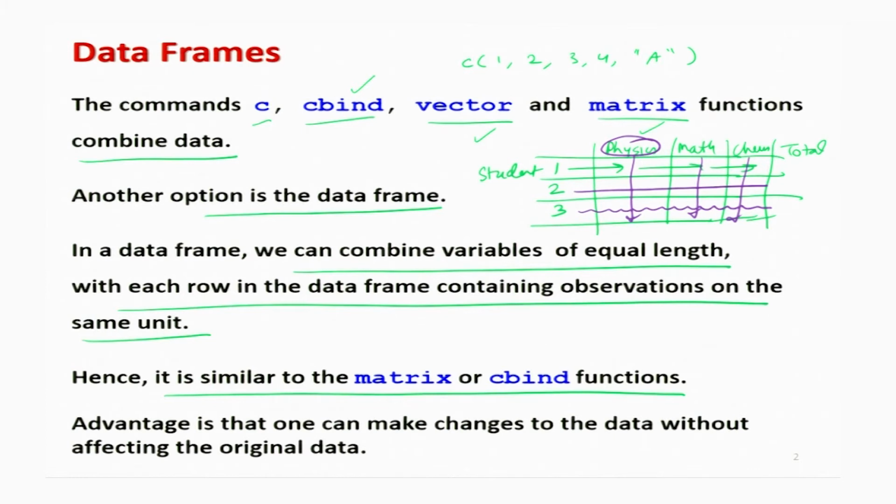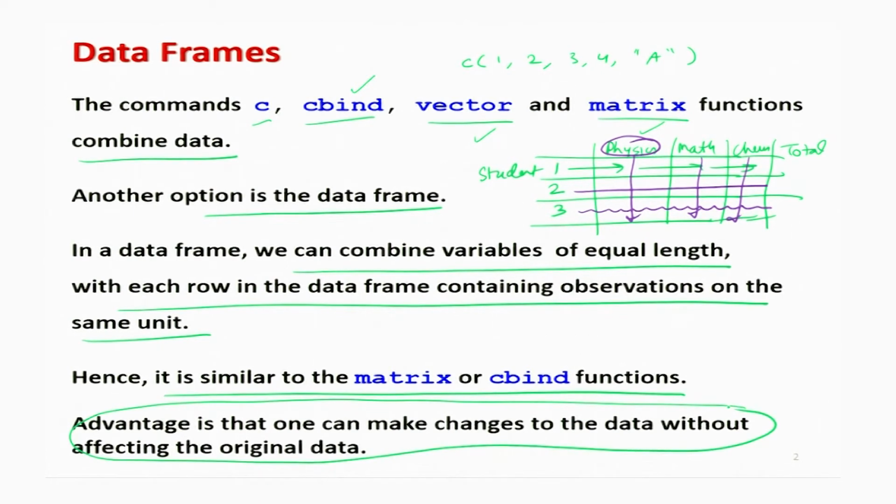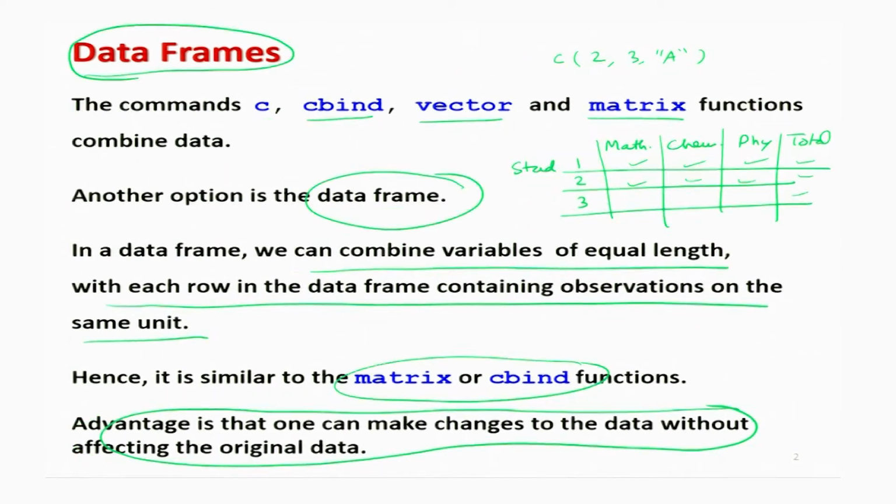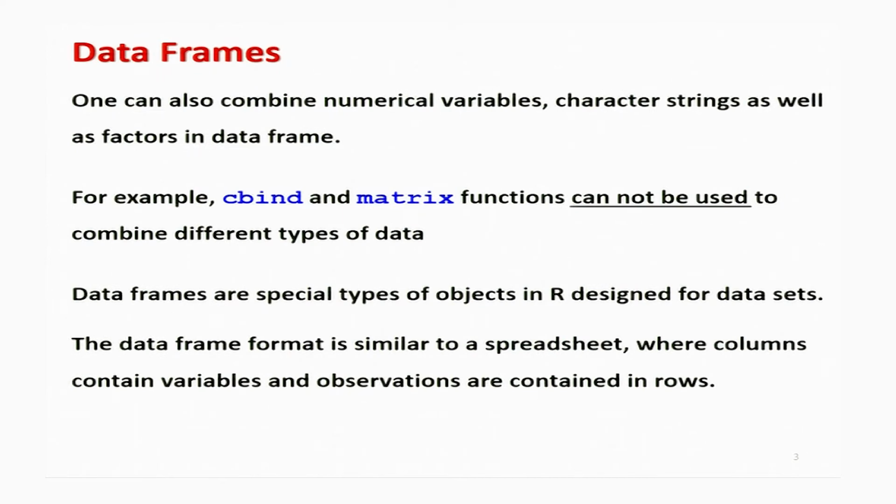And one big advantage of using the concept of data frame is that without making a change in the data file, you can make changes in the data. So you will not change your original data file, and if you want to use only a part of the data, you can create such a data set without affecting the original data file, right? Another very big advantage is that in a data frame, you can combine various types of objects, such as numerical values, character strings, as well as factors.